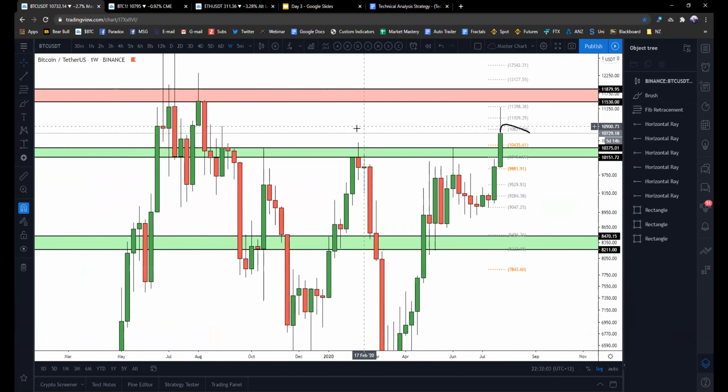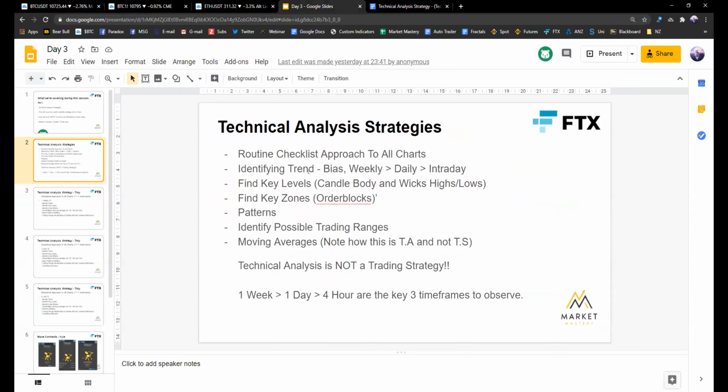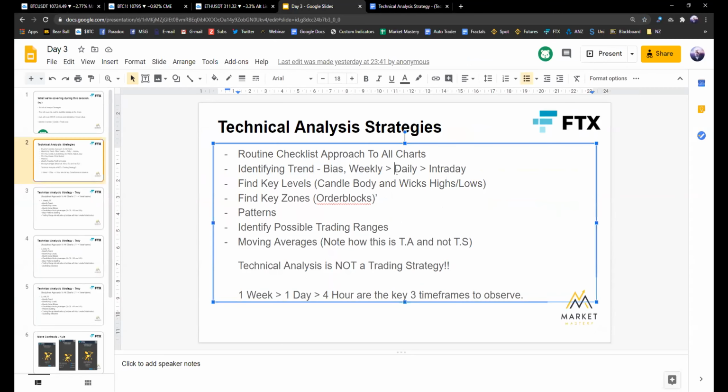So this is just mapping the market. I'll teach you how to do order blocks real quickly as well, because that'll be the first step of it, and levels. So we'll go back to this. The very first step should be trend. Okay, so you first need to identify your trend.